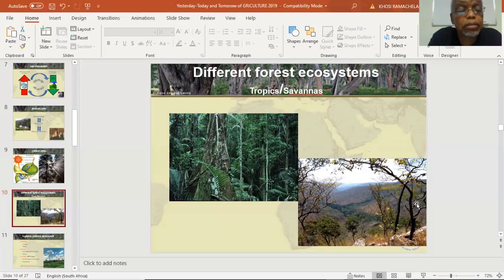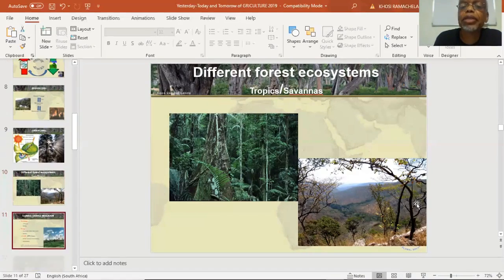Although the savannas seem to be quite lower than the tropics in terms of the amount of carbon sequestration, in terms of the area and the amount of sequestration, the cumulative total is still significant in terms of mitigation of climate change.